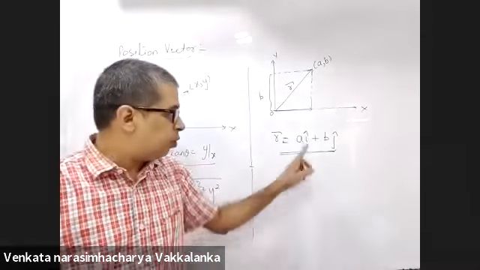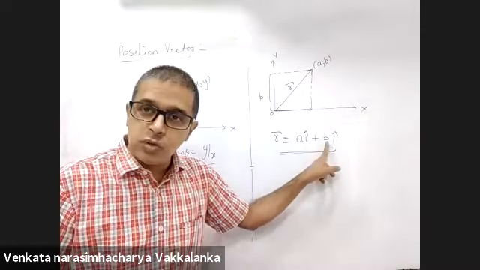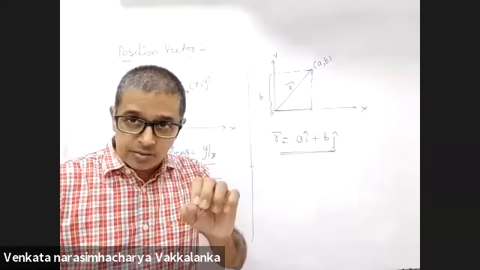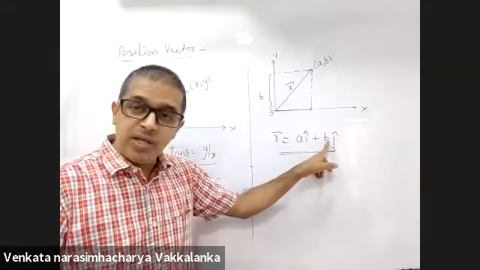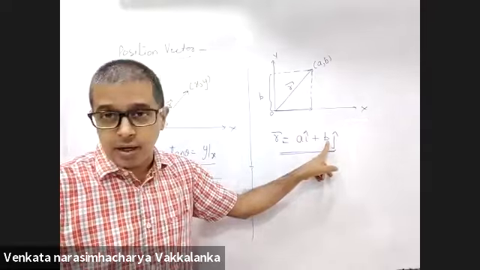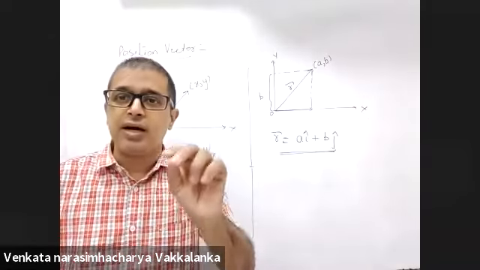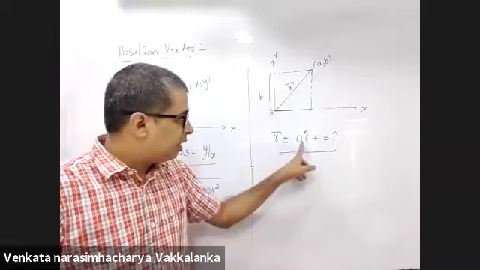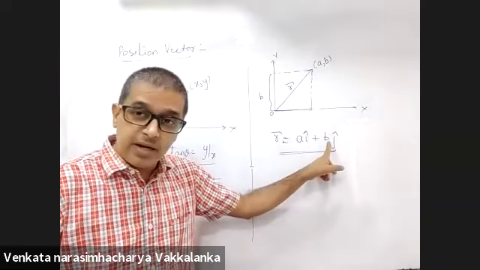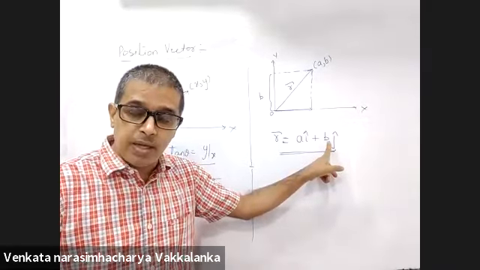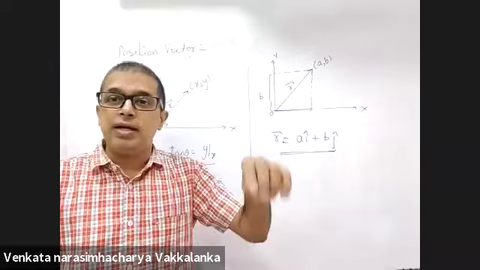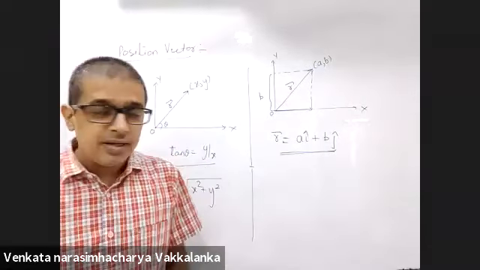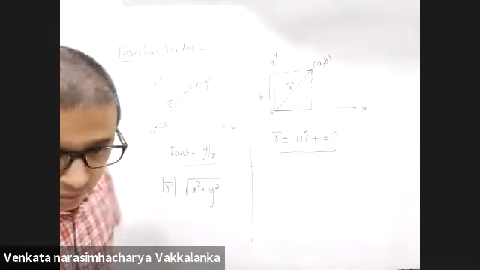Whenever I give you A I cap plus 2 J cap, it implies the coordinates of the head of the vector are A comma 2, and the tail of the vector is at the origin. The coordinates of the head of the vector are A comma B, and the tail of the vector is at the origin. We'll practice a few, take it down till here.